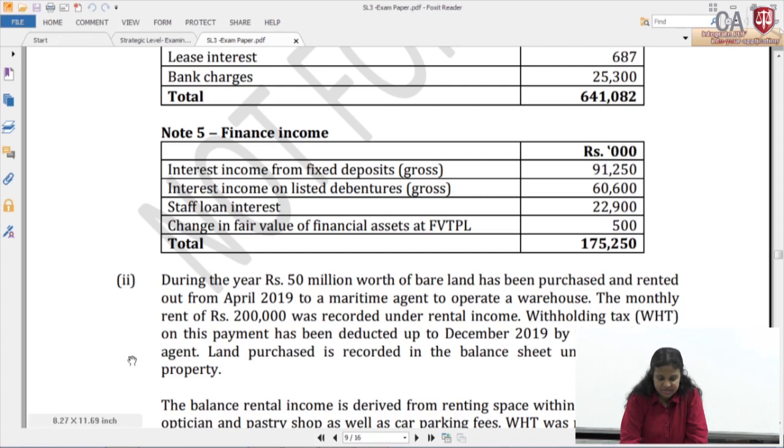That means the maritime agent who is operating this bare land has deducted the 10% WHT. That means 200,000 into 10% for the 9 months, 180,000, has been deducted by the withholding agent. The land purchase is recorded in the balance sheet under investment property.